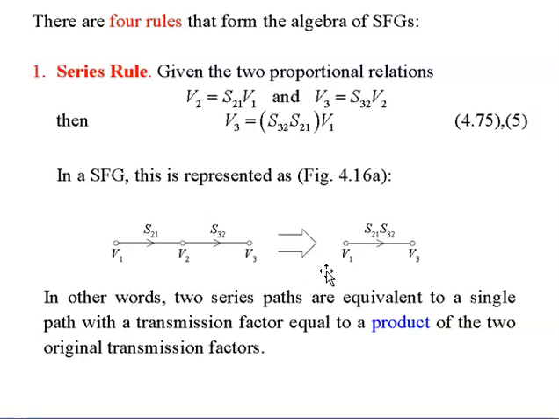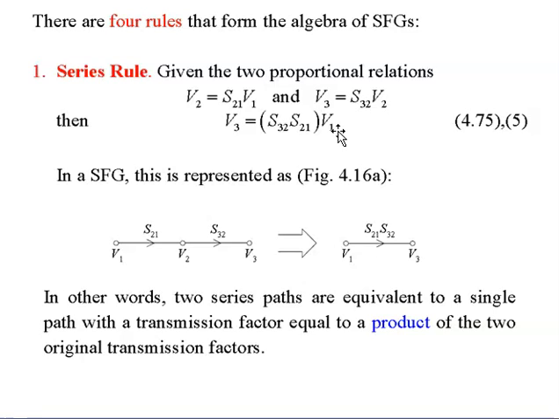Now, you have to consider four rules that form the algebra of SFG. The first one is the series rule. Given the two proportional relations, you have V2 is equal to S21 V1. Then you have V3 is equal to S32 V2. And finally, you have V3 is equal to S32 S21 times V1.